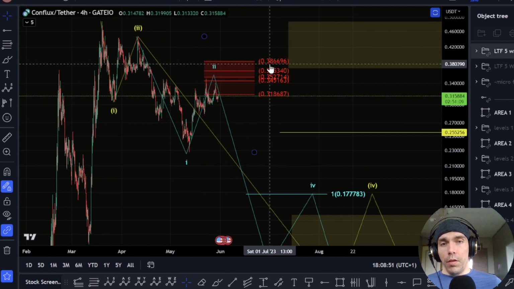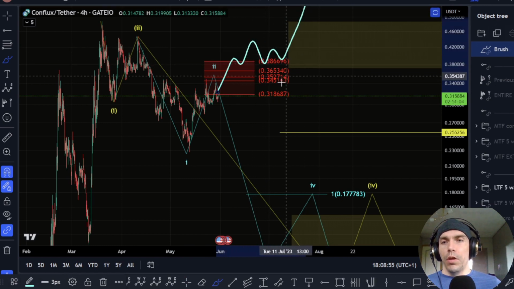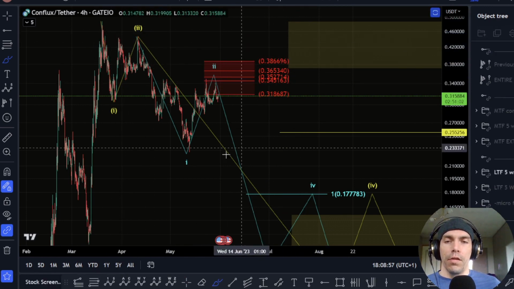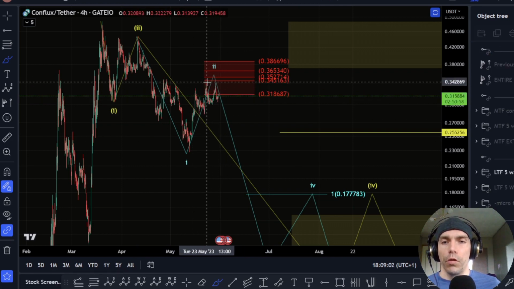Now, key zone here would be this 3866. Breaking up above this and consolidating above this level would indicate that it's more likely we're going to take these highs. However, if we fail to actually get up there, we've actually already rejected off this golden pocket.